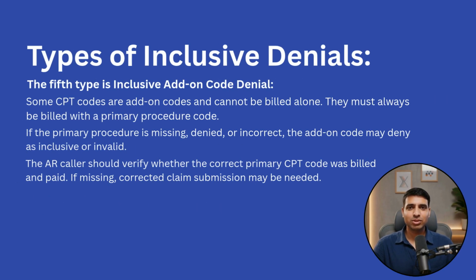The fifth type is inclusive add-on code denial. Some CPT codes are add-on codes and cannot be billed alone. They must always be billed with a primary procedure code. If the primary procedure is missing, denied, or incorrect, the add-on code may deny as inclusive or invalid.